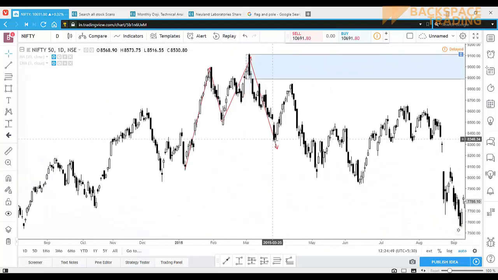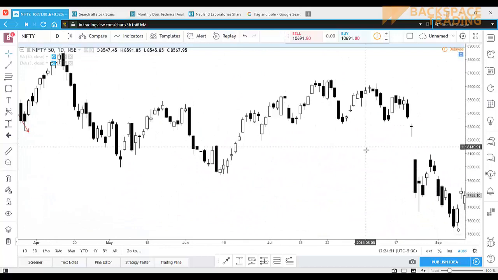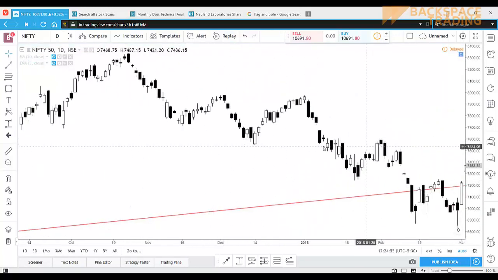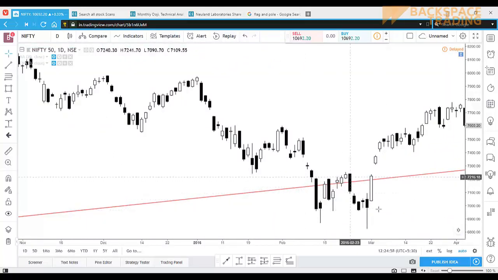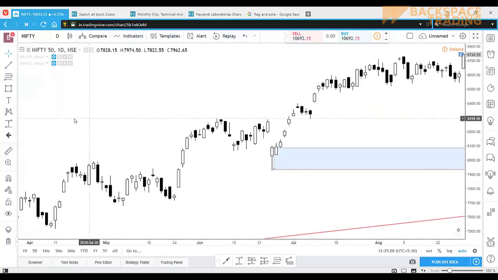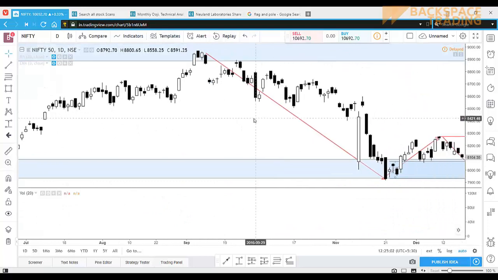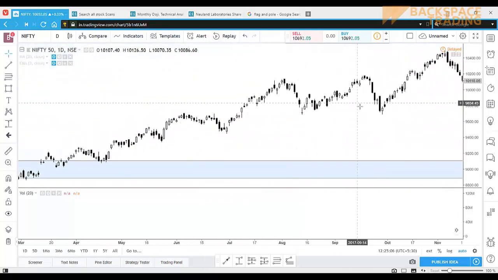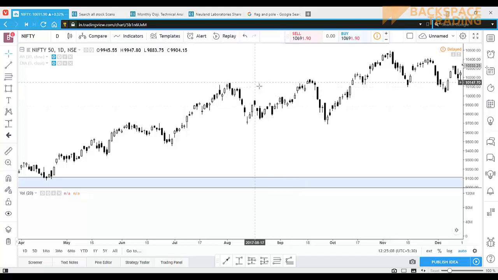Do we see a double? See, there is this thing called double top as well, and double bottom. You just saw a double bottom, right? Yeah, this is a double bottom, and I cannot get you a double top. I'm so sorry. Nifty, please give me a double top. This is equal high, but it doesn't mean a double top.